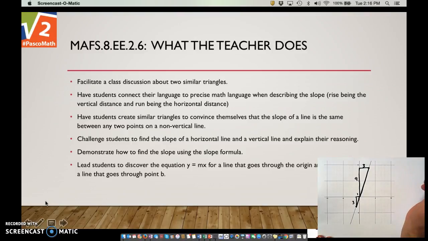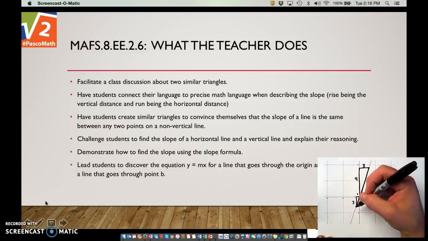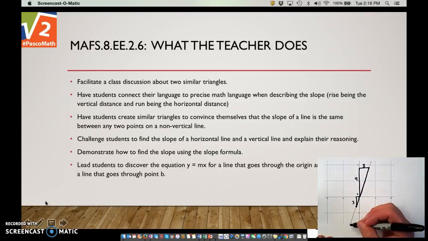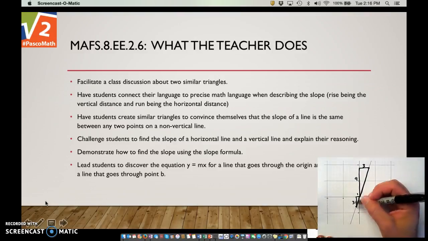Challenge students to find the slope of horizontal lines and vertical lines and explain the reasoning. Even have them create some similar triangles on their own from a line and see it doesn't matter which points. Like, did I just magically pick these points and it worked? Or if I picked a point way down here, would it have still worked? Could I have gone up 6 and over 2? Would that still have worked? And so just allowing the students to explore a little bit.